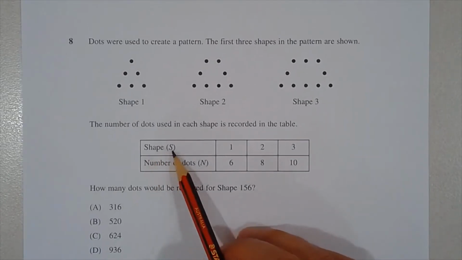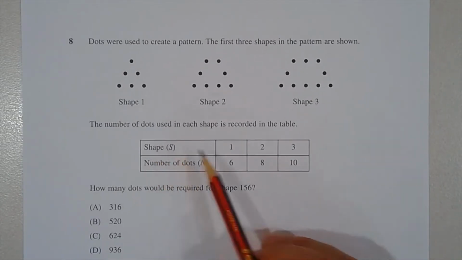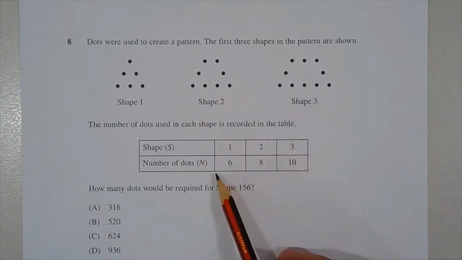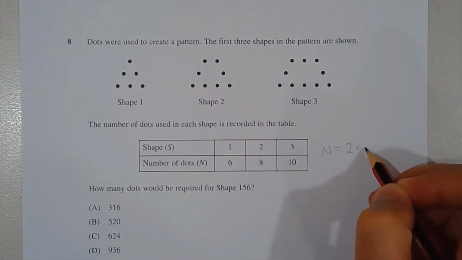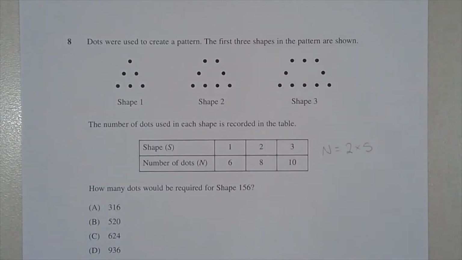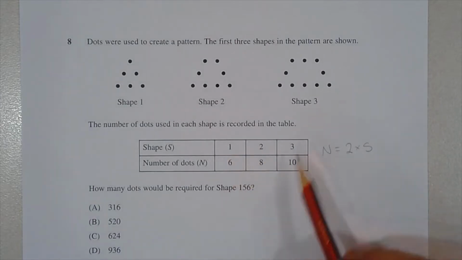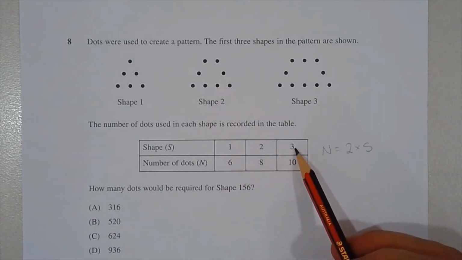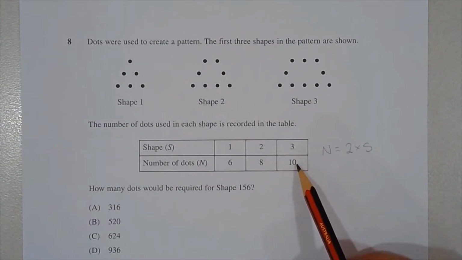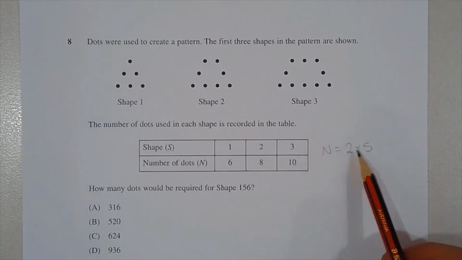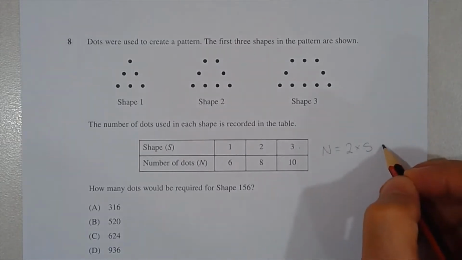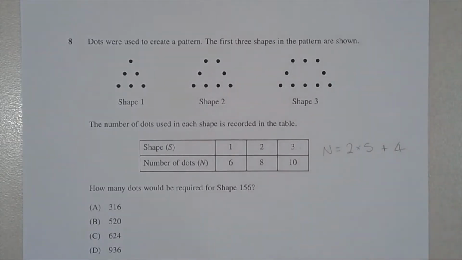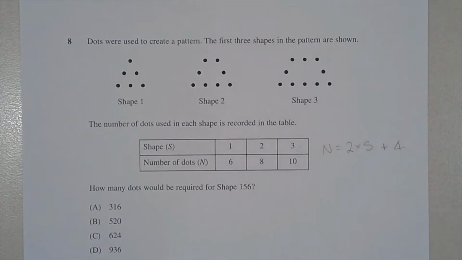S represents a shape, of course, but as S increases by 1, N increases by 2. So part of the rule would be N is equal to 2 times S. But that's only part of the rule. If we choose a random column, let's just say S equals 3, so the third shape, we know that we need 10 dots. But 2 times 3 is 6, so we're off by 4. So we need to add 4 to complete the rule.